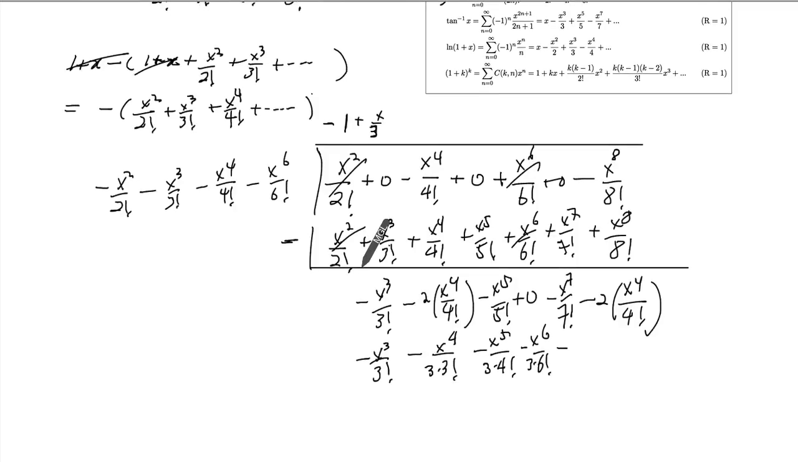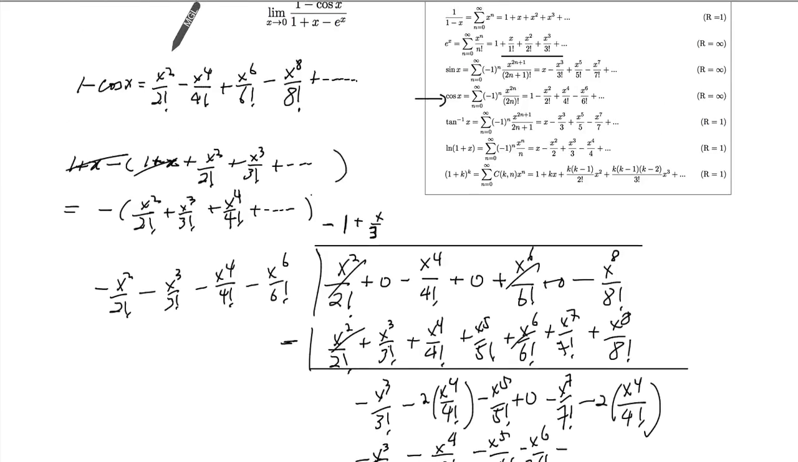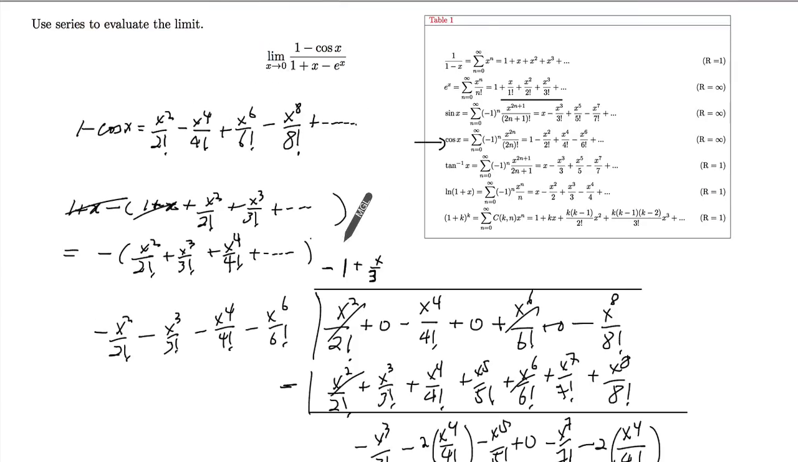Okay, we can keep going, but the important thing is the limit that we're finding here is x approaching 0. So the only thing that's going to matter is this number here. So the whole limit is going to just approach -1.